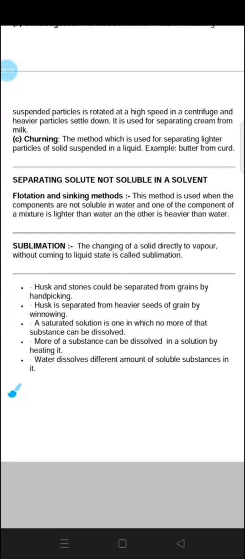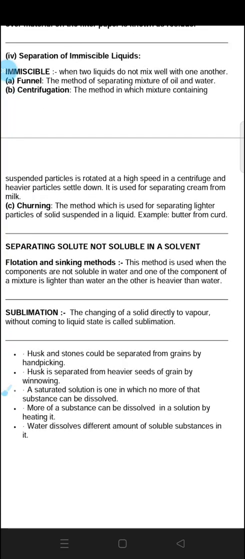Now next is separating solute not soluble in a solvent. One is the flotation and sinking method. This method is used when the components are not soluble and one of the components in the mixture is lighter than water and another one is heavier. So if we drop iron particles, they will just settle down, and if we drop lighter particles, they will float on water.